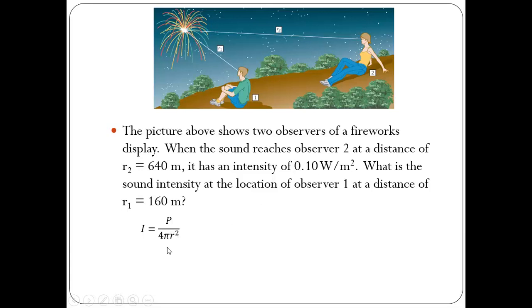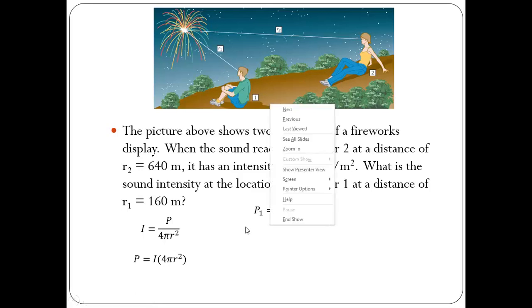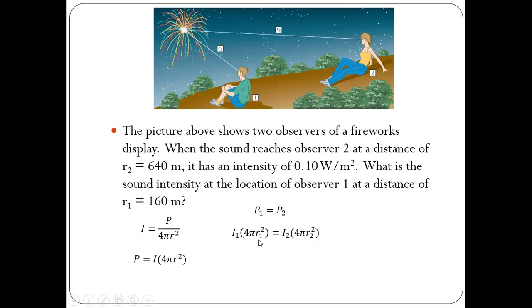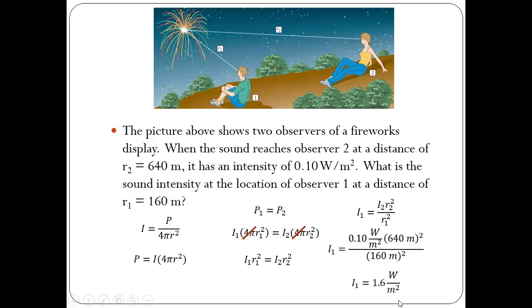So if intensity is equal to power over 4 pi r squared, we know the power, the amount of energy emitted by the source, doesn't change. So if we rewrite this, we could say power is equal to intensity times 4 pi r squared. We know power 1 and power 2 are equal to one another, same source of sound. So I1 4 pi r1 squared equals I2 4 pi r2 squared. The 4 pi's cancel, and so we get I1 r1 squared equals I2 r2 squared. And so we can solve that for I1. And when we do our calculation, we get 1.6 watts per meter squared.